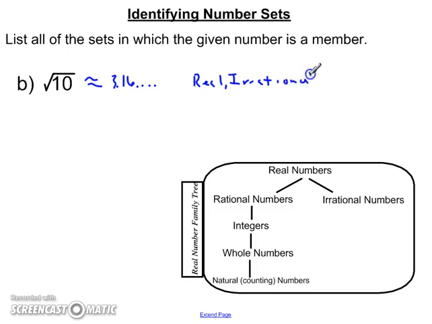I-R-R-A-T-I-O-N-A-L. And the nice part about this is that, again, our real numbers either go to the left or to the right. They don't do both. So once I'm over here at irrational numbers, I can't go any further. I cannot jump back over to this side. That is a no-no. Okay? So this is real and it's irrational.